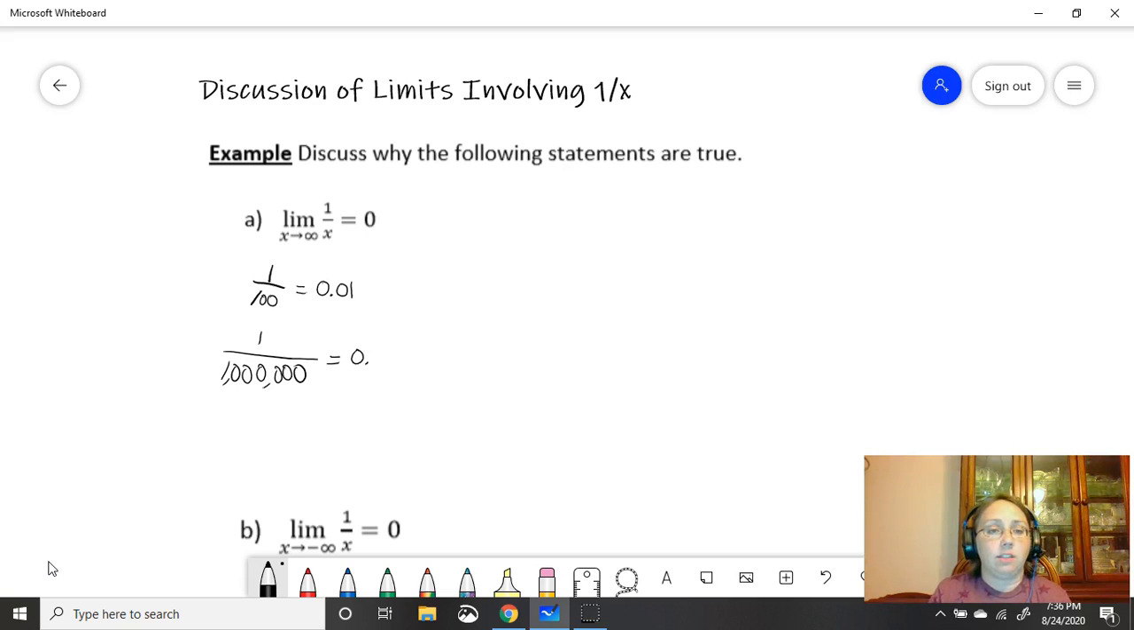How many zeros is that? So let's see, tens, hundreds, thousands, 10,000s, 100,000s. There we go, millions. Okay, so what is happening to the answer of the function as your denominator gets bigger? The answers are getting smaller, but they're getting smaller and smaller and smaller. What are they approaching? They're approaching the value of 0.